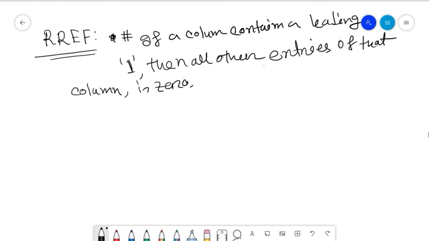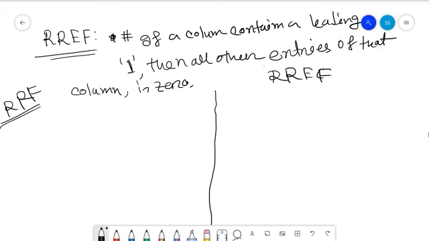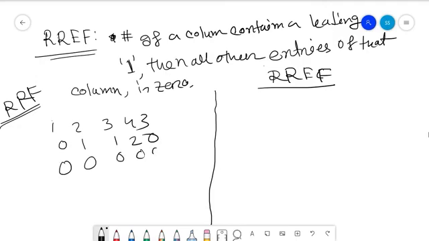So now we want to separate this board for a second, because on one side we will see a row echelon form, and on the other side we will see an example of reduced row echelon form. So let's take an example. Again, we take the example that we discussed a few seconds earlier, that is the matrix with entries like 1 2 3 4 3 0 1 1 2 0, and the last row is just 0.